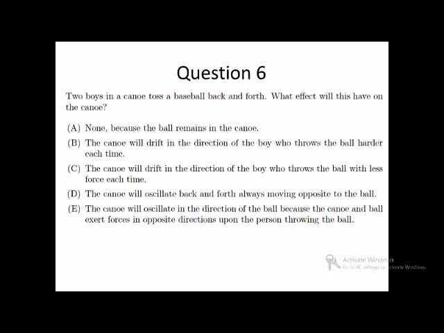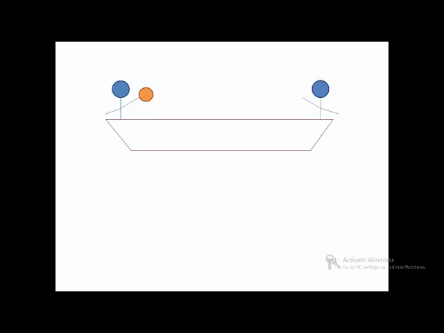Question 6. Two boys in a canoe toss a baseball back and forth. What effect will this have on the canoe? This question challenges our understanding of the concept of conservation of momentum. For simplicity, I will consider the canoe to be at rest initially, meaning the momentum is 0.